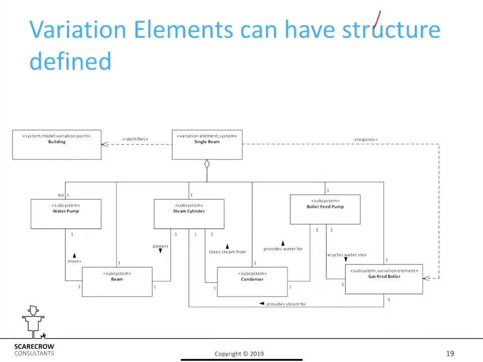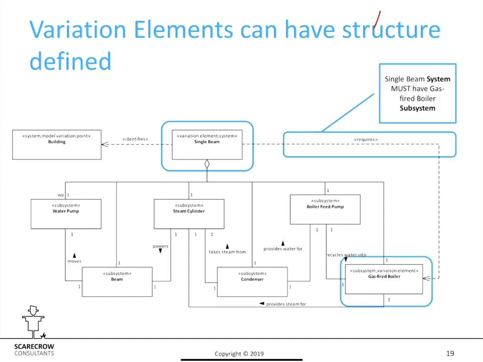We model our structure. That structure can use other things that are marked as being variant, in this case, the boiler. By the way, there's an implication here, because water pump, beam, steam cylinder, condenser, and boiler feed pump aren't marked as variation elements. They will be the same across every variant that we come up with. Okay, they don't change. In this case, it's only for the single beam engine. It's only the type of boiler that can change.